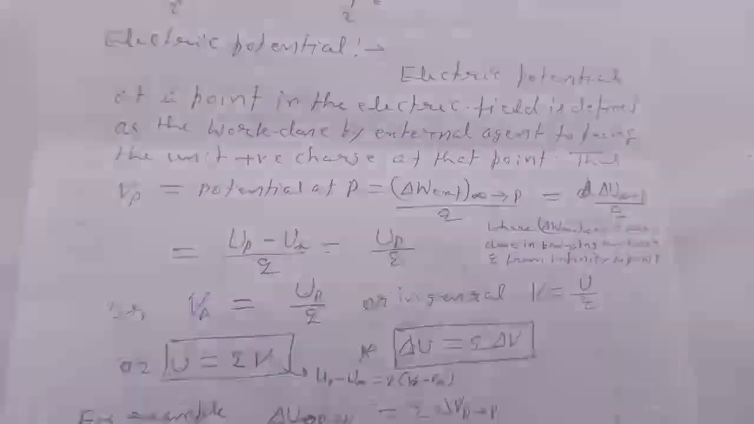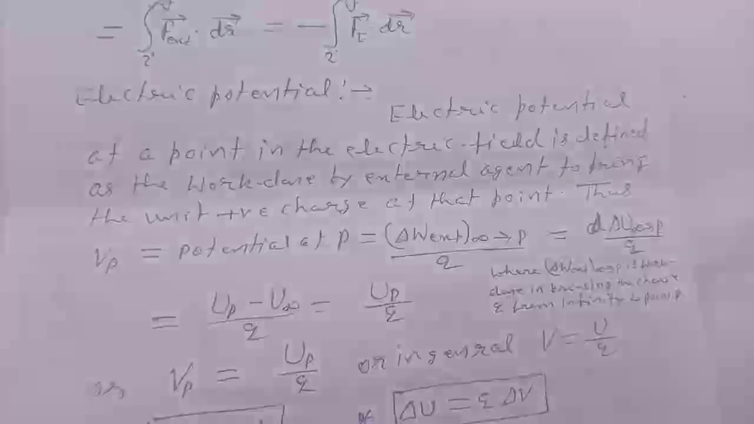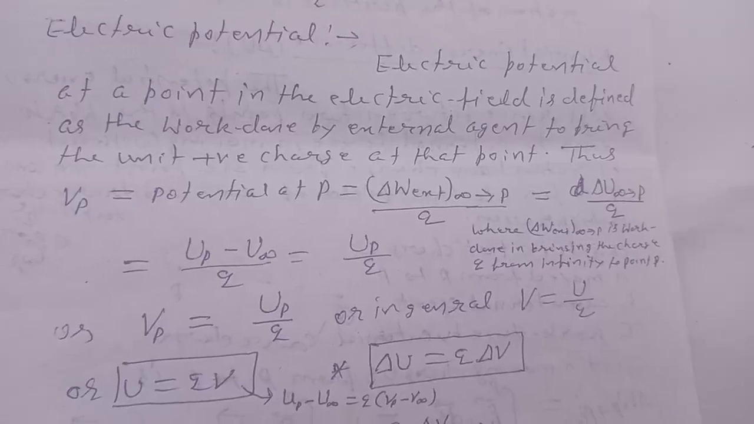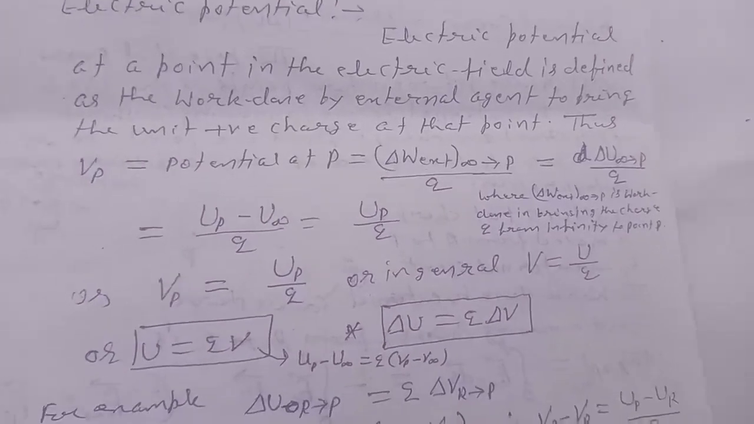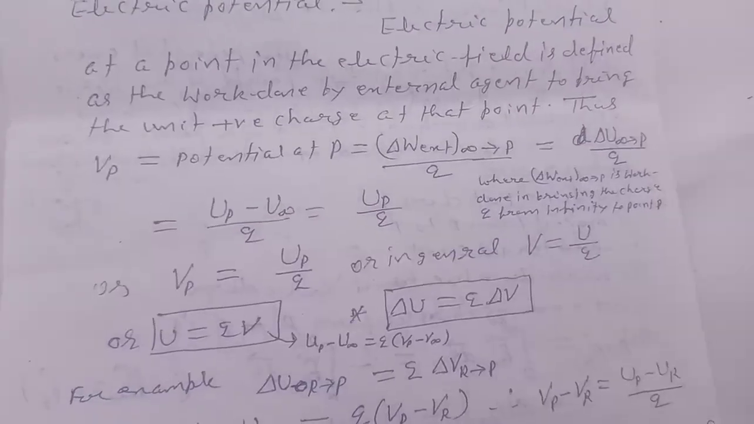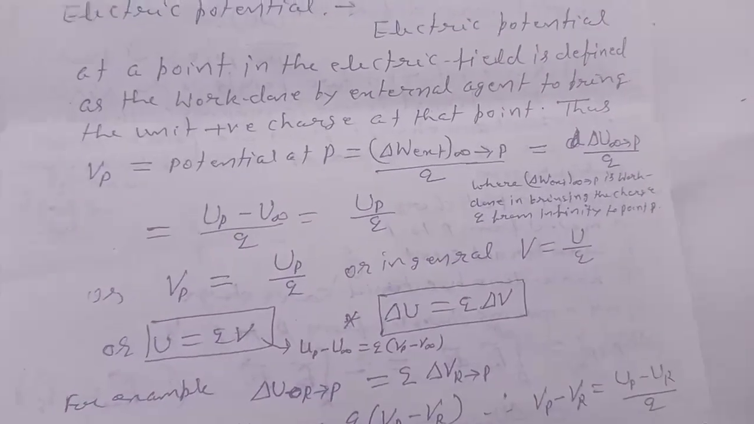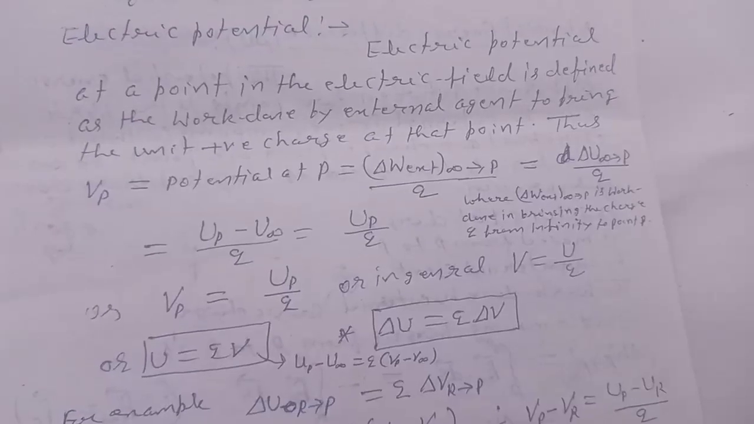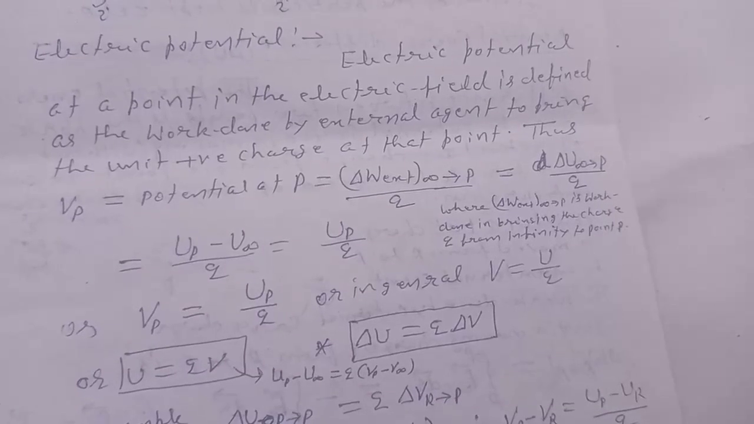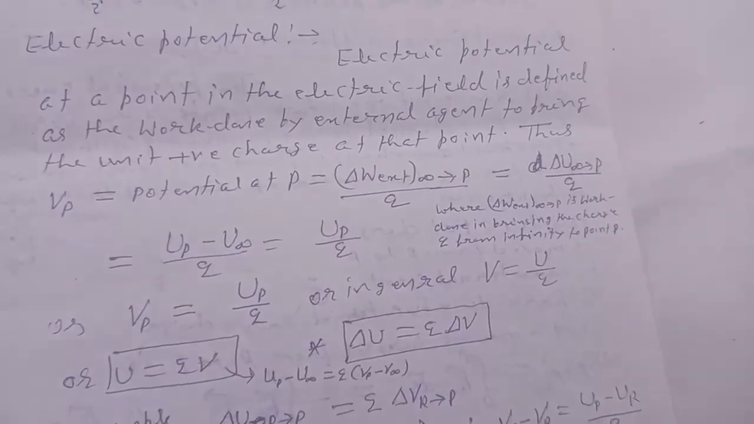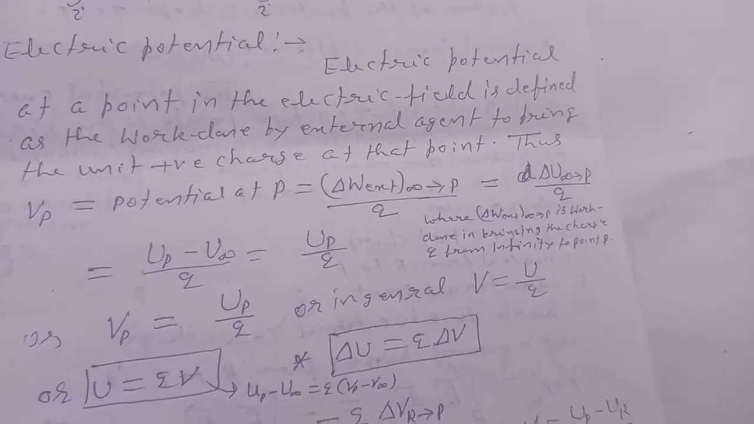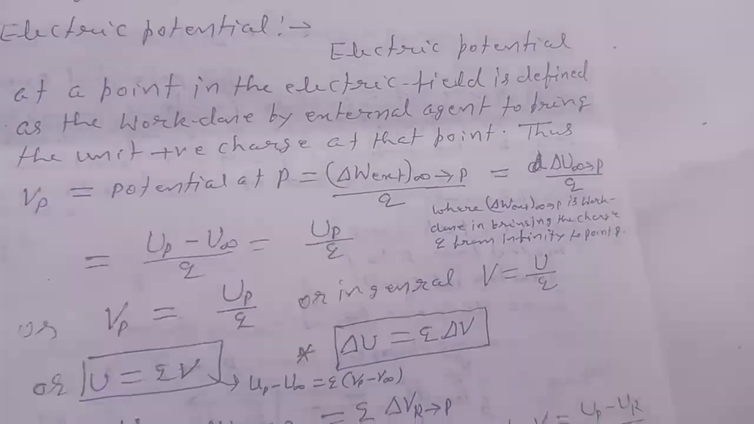Electric potential. Electric potential at a point in the electric field is defined as the work done by the external agent to bring a unit positive charge to that point. Thus, Vp, which represents the electric potential at point P, equals delta W external infinity to P by Q, equals delta U infinity to P by Q, where delta W external infinity to P is the work done in bringing the charge Q from infinity to point P.